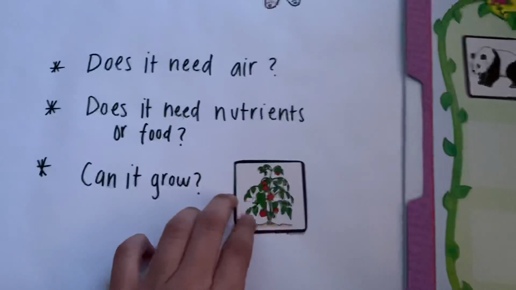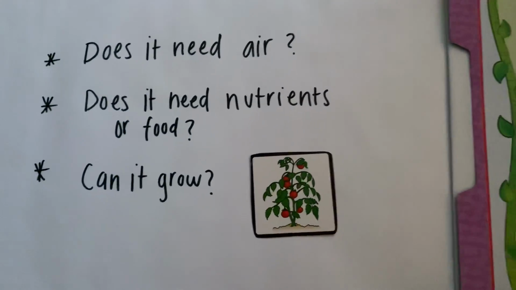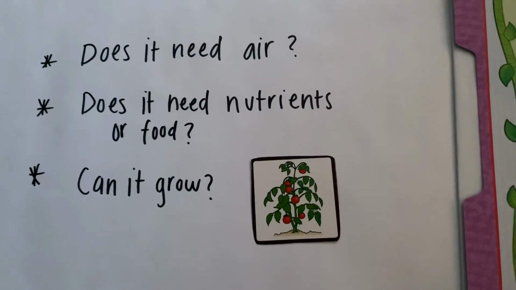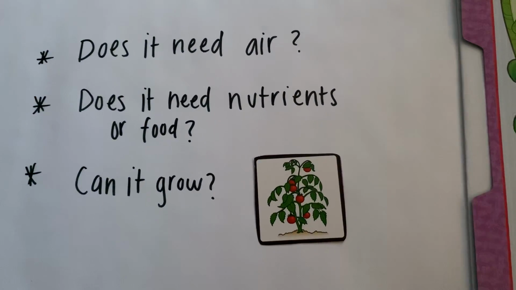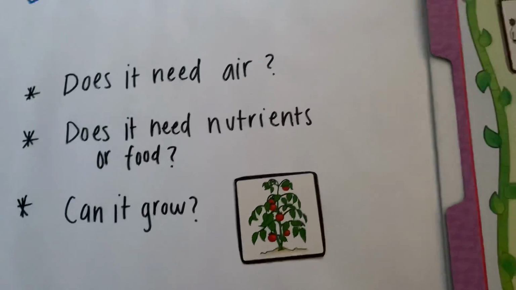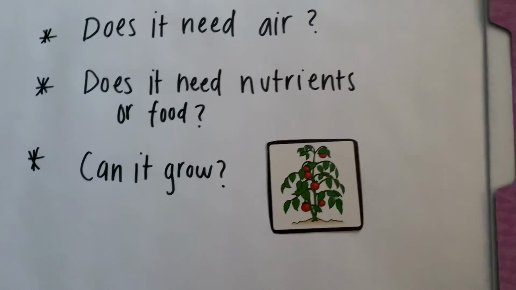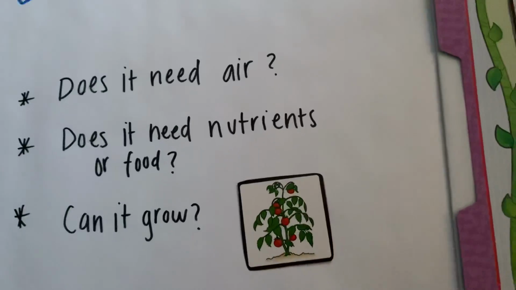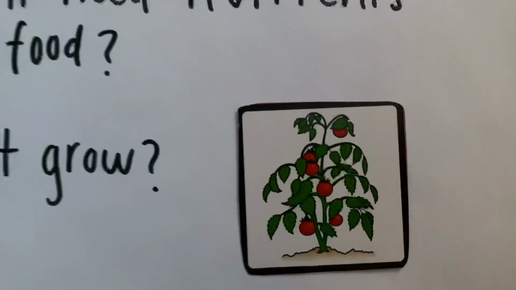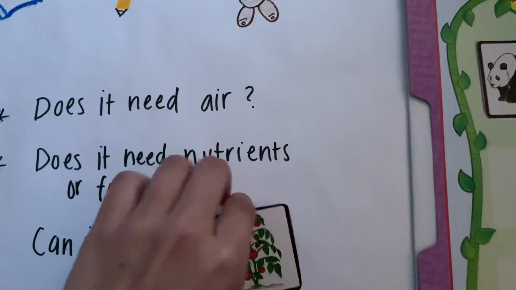Here's our last picture, and it's a tomato plant. So does a tomato plant need air? Yes, the air goes through the leaves of the plant. Does it need nutrients or food? It does. You can see down here, that's the soil that has the nutrients for the plant. Can the plant grow? Yes, it can. So it starts off as a seed and now it's grown into those tomatoes that you can see on there. So we can say that this tomato plant is living.